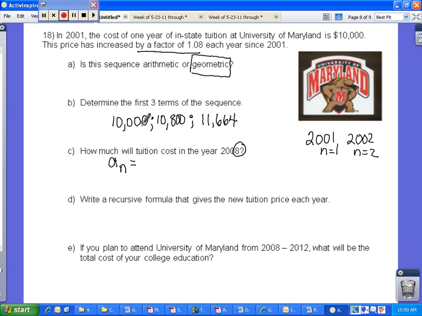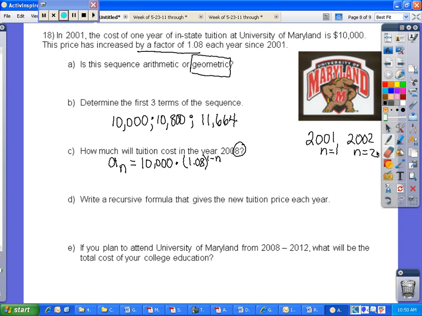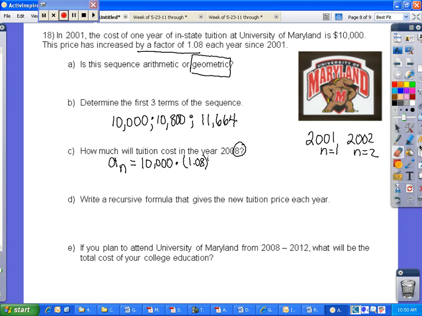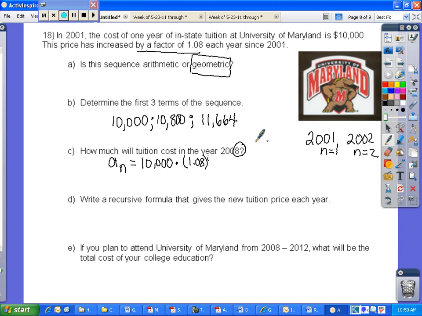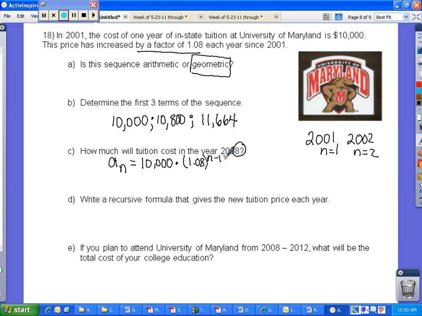So that's going to be a sub n equals my original amount, 10,000, times the rate, which in this case is 1.08, to the power of n minus 1. Alright, so now I'm going to plug in 8 for n. So a sub 8 equals 10,000 times 1.08 raised to the 8 minus 1 power.